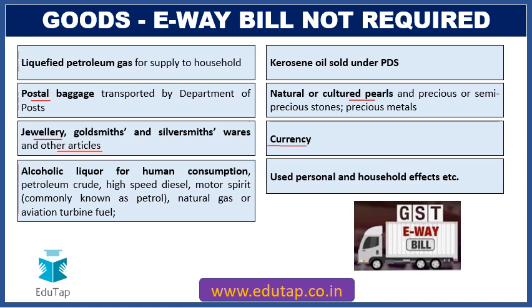Further, for alcoholic liquor for human consumption, petroleum, diesel, motor spirit, natural gas or aviation turbine fuel: now these particular items are out of the GST ambit as of now, so that's why they have also been excluded from generation of an e-way bill. And further, if you are moving used personal and household effects, suppose you are shifting your house from one location to another, then also you are not going to generate an e-way bill for your old furniture or your old TV. No e-way bill is required to be generated.